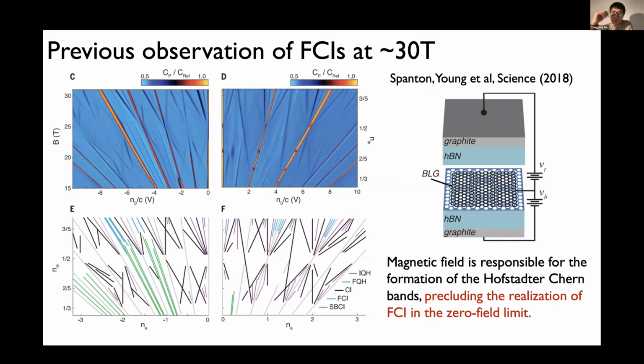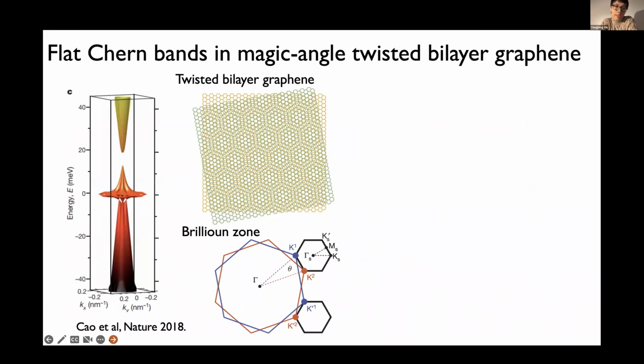So more recently, there's this very promising material platform. You heard a very nice introduction yesterday: magic-angle twisted bilayer graphene. The band structure looks like this. It has a pancake, and there is a lot of exciting stuff seen and observed in this system.